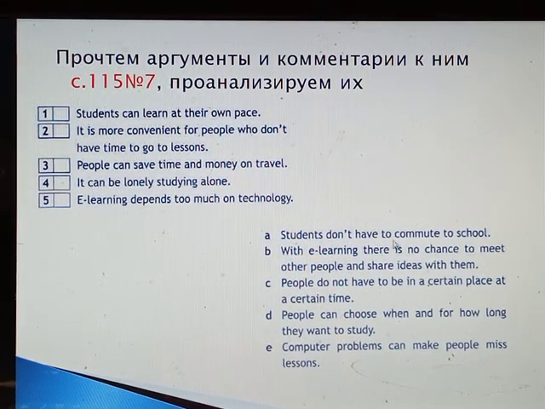Students don't have to commute to school. Commute – добираться. With e-learning, there is no chance to meet other people and share ideas with them. People do not have to be in a certain place at a certain time. People can choose when and for how long they want to study. Computer problems can make people miss lessons. So, match. Итак, соединяйте.